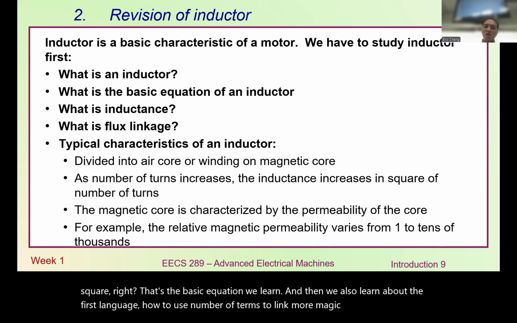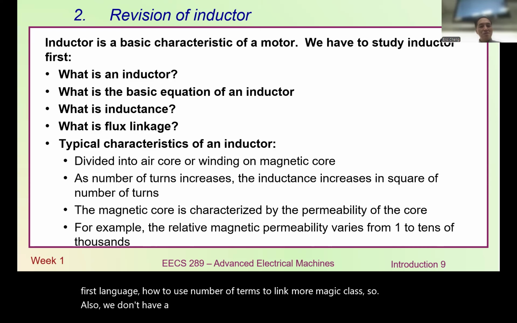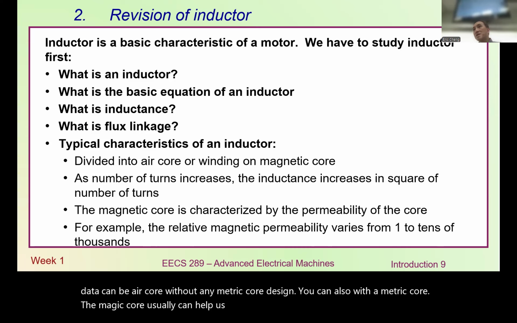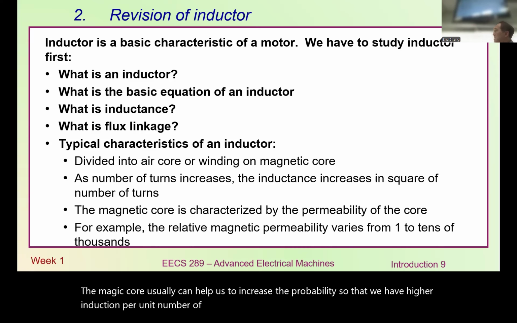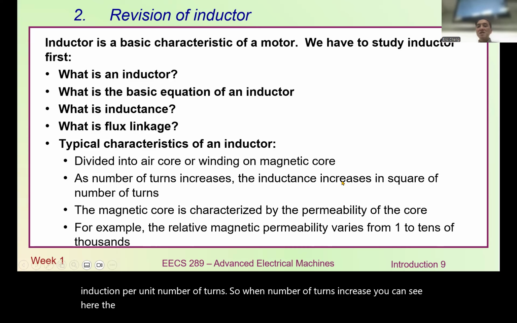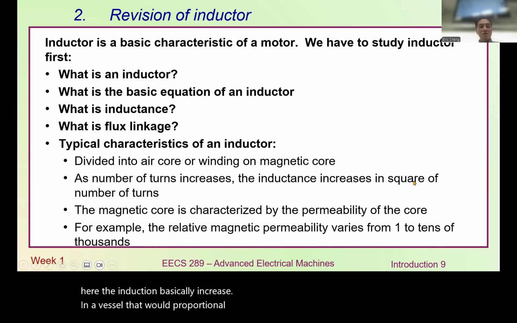So that's also how we learn the terminology for flux linkage. Basically, an inductor can be air core without any magnetic core inside, or we can have one with a magnetic core. The magnetic core usually helps increase the permeability so that we have higher inductance per unit number of turns. When the number of turns increases, the inductance increases in a ratio proportional to the number of turns N squared.